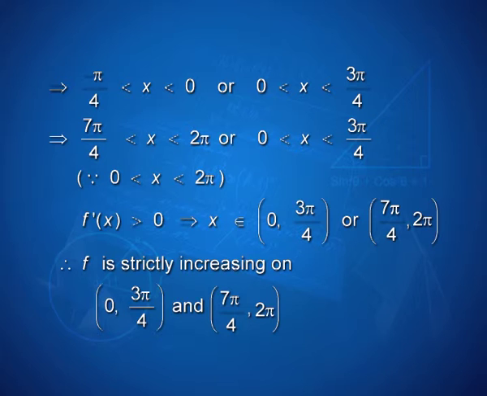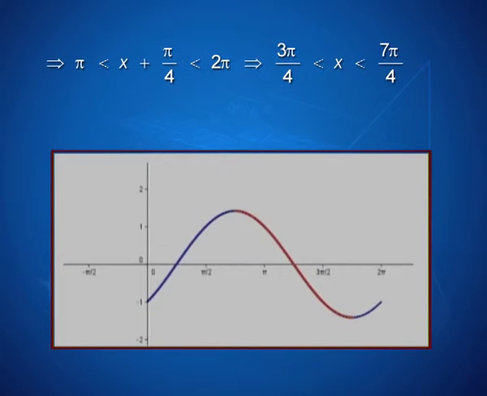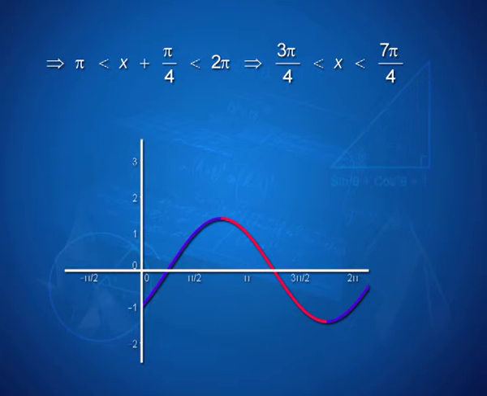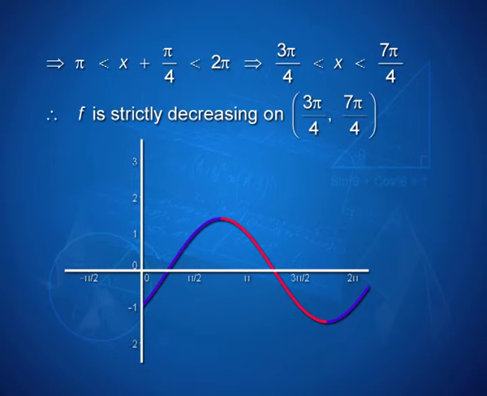Similarly, you can discuss the behavior of f dash x less than 0 and find the conditions on x. So, sin theta is negative when theta lies in third and fourth quadrant. So, x plus pi by 4 lies between pi and 2 pi, giving rise to x between 3 pi by 4 and 7 pi by 4, and therefore, f is strictly decreasing on 3 pi by 4 to 7 pi by 4.